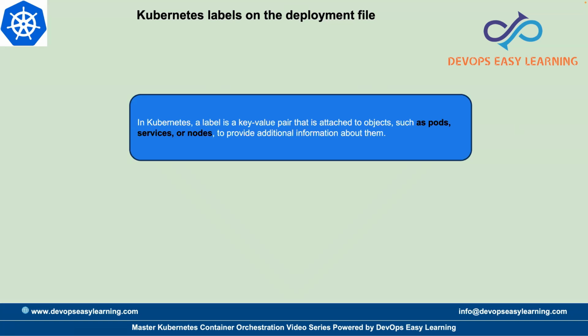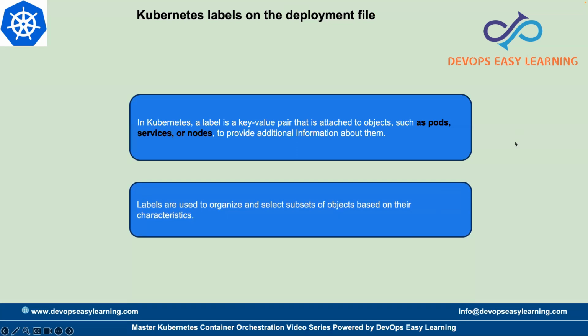We need to understand, like, what is a label used for, right? And the label is usually used to organize. Label are used to organize and select subset of object based on the characteristic, right? That's how we use to organize and group stuff in Kubernetes.